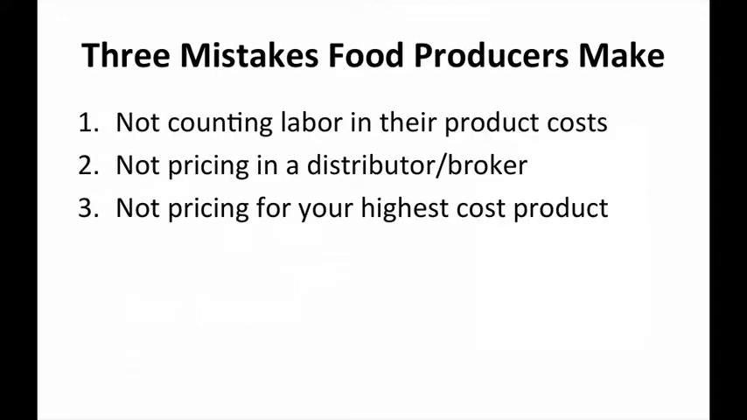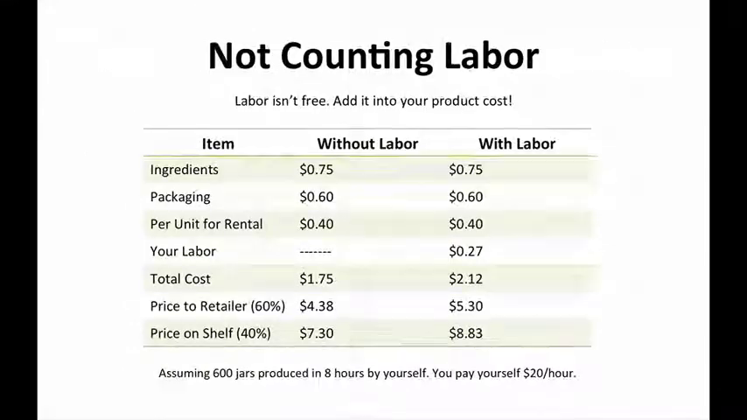But let's continue here. So the 3 mistakes that food producers make. 1, you don't count the labor in your product cost. 2, you don't price in a distributor or a broker, even though you may not have one. And 3, you don't price for your highest cost product. So let's take a look at all 3 of those.